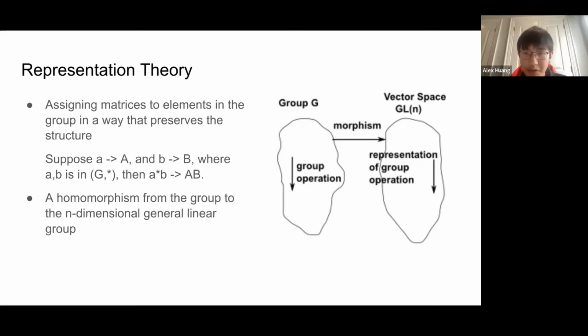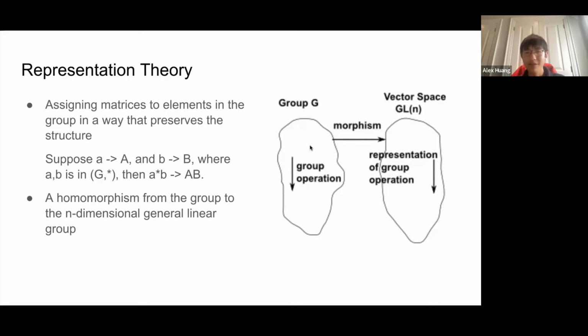And if you want to get more technical, what is it? It's a homomorphism from a group to the n-dimensional general linear group. And it's okay, the terminology doesn't really matter here, but in case someone is interested in it.